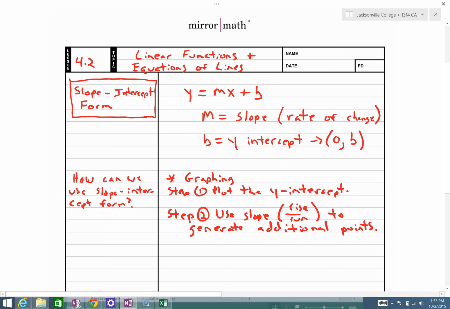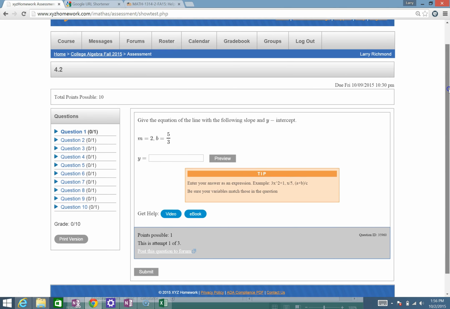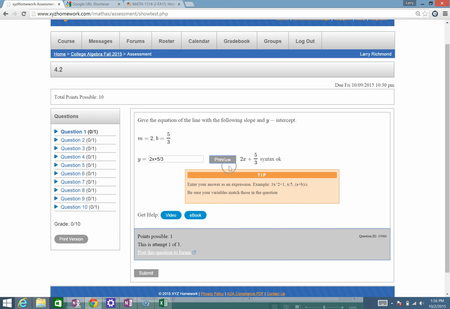Let's look at an example from our homework. Number 1 here says, give the equation of the line with the slope and y-intercept. Well, this is very easy. They're giving us the slope is 2 and the y-intercept is 5/3, so we simply would enter 2x plus 5/3. As always, I'll look at preview. 2x plus 5/3. You'll notice m is 2, that's the coefficient of my x, and b is 5/3, that is my y-intercept.